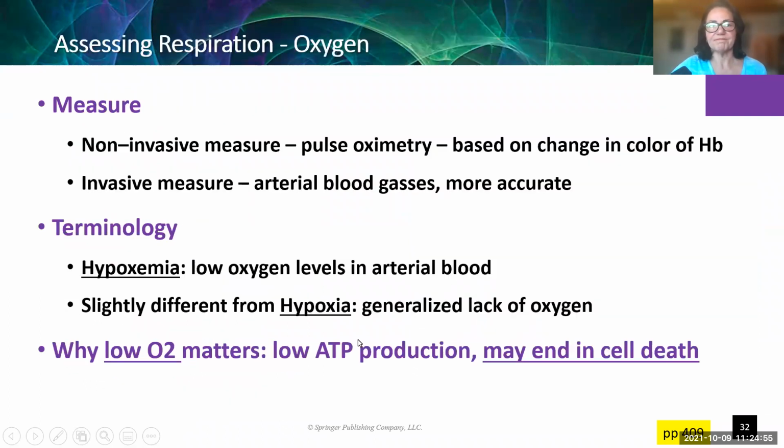All right, how are we going to assess oxygen levels? Well, there's a couple of ways. The non-invasive way to measure is with pulse oximetry, and you just put the little sensor on the finger. This is really cool. We don't talk about this a lot in nursing, but what that's based on is actually the color of hemoglobin. The more oxygenated hemoglobin is, the more oxygens are stuck on those heme groups, the redder the hemoglobin appears. The less oxygen, it appears less red or a darker red.